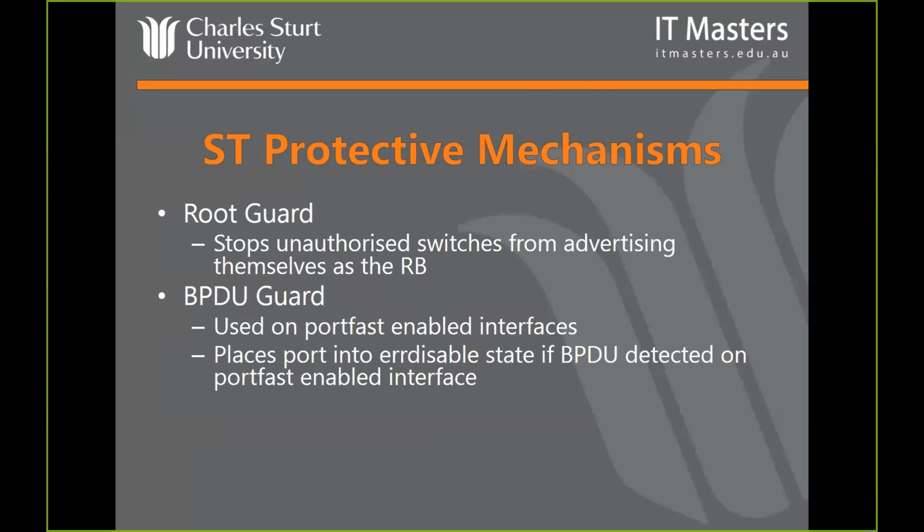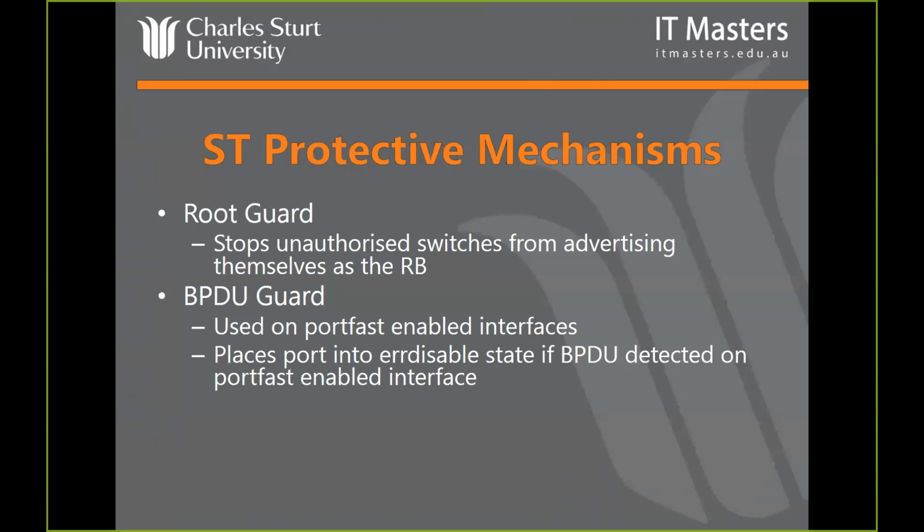And then BPDU guard, this is used on port fast enabled interfaces. So as I said before, we don't want BPDUs to be generated from port fast enabled interfaces. If they do find a BPDU coming in through a port fast enabled interface, that interface will be placed into error disable mode and will stop operating. So again, that's another way of stopping people from bringing in other switches and just plugging them into one of your port fast enabled interfaces and have that switch start sending spurious information around the network.